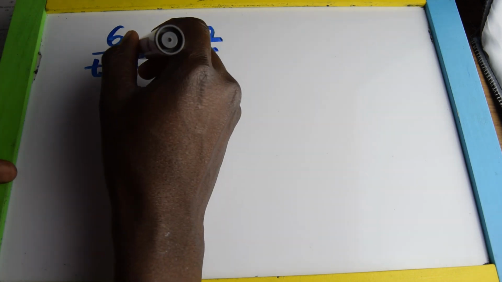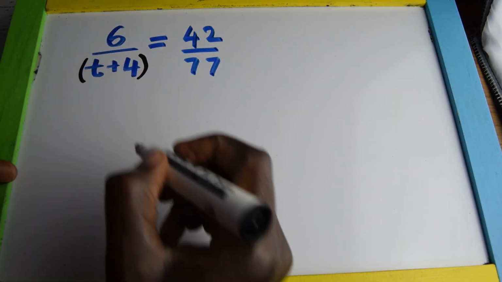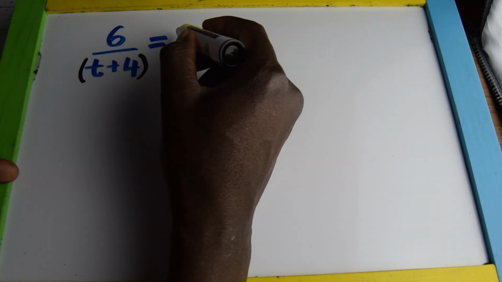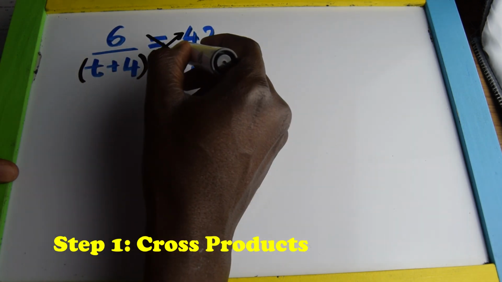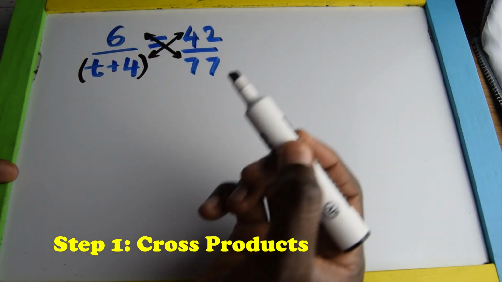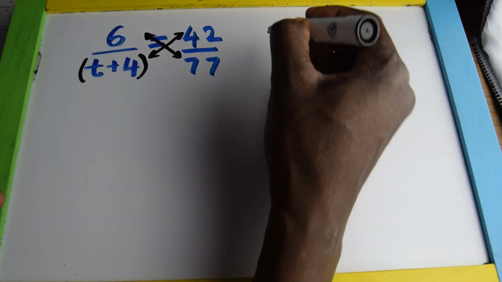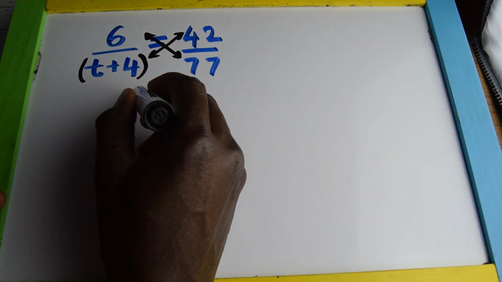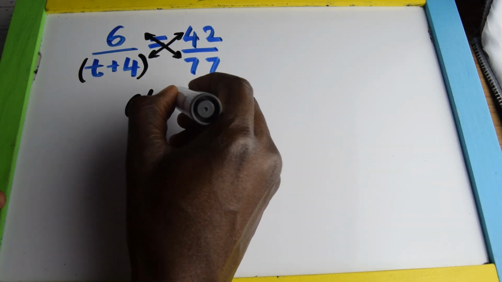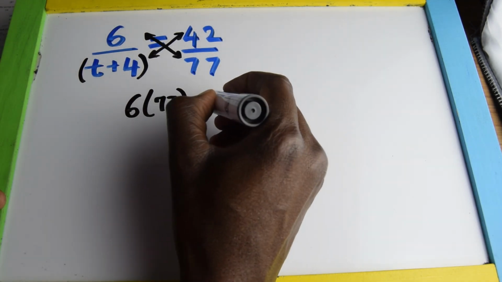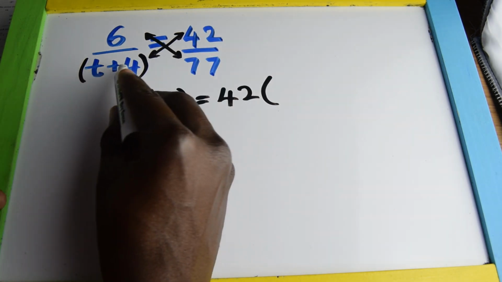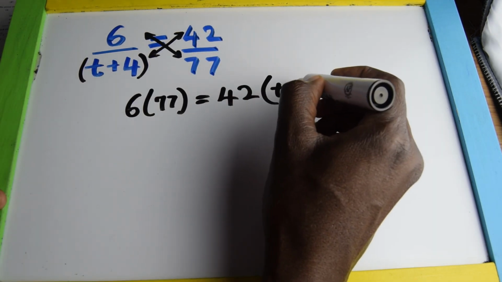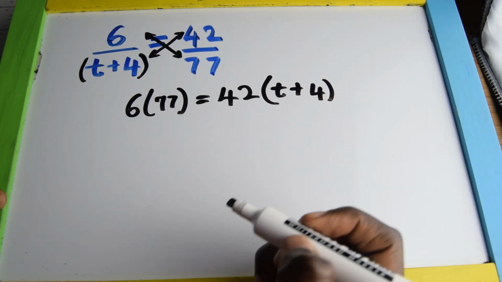What I'll do is I'll put this in parentheses, and then I will cross multiply. Now 6 is multiplying 77, so 6 times 77. And then 42 is multiplying this, t plus 4.